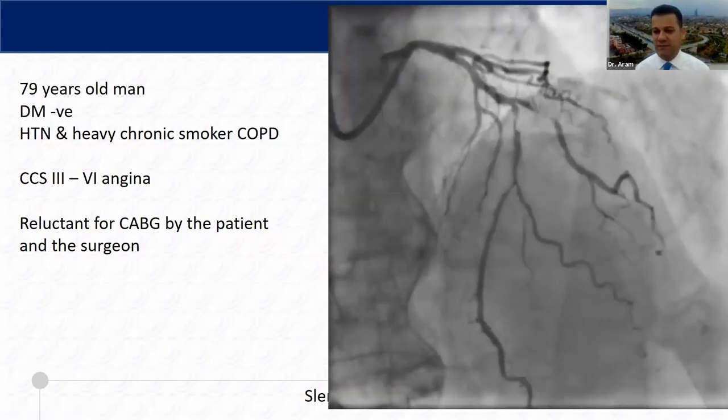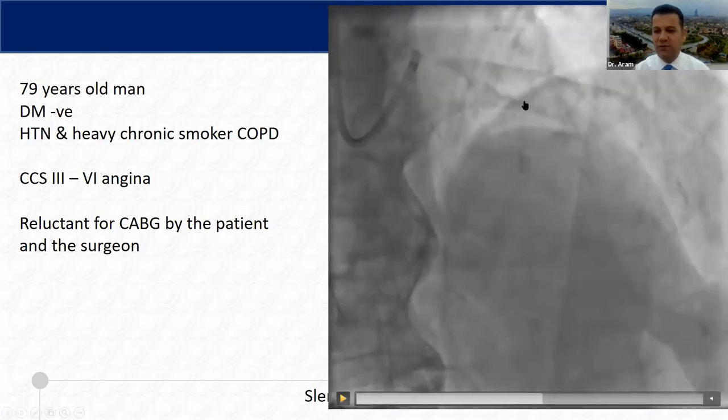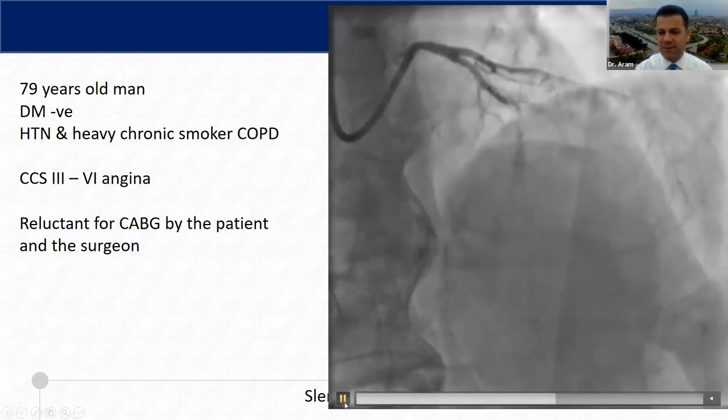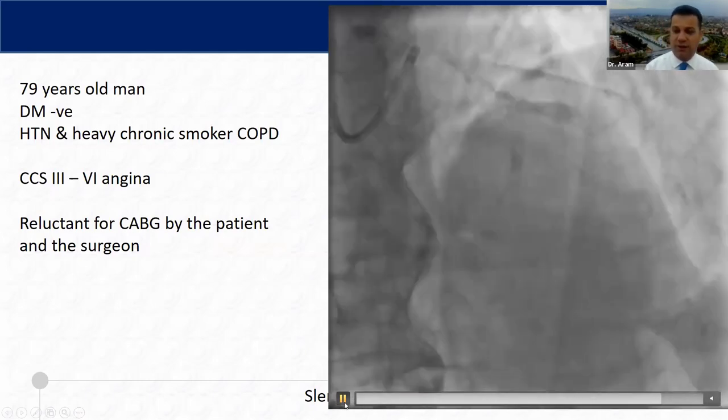This is not the ideal case for rotational atherectomy, because if you look here, I don't know whether my pointer is clear, you have a very circumferential calcification. Even if you are going to do debulking, an amount of calcium will remain there in the vessel, definitely making your vessel not expand fully. That's why it's not a good choice to start with, because you have a very big burden of calcified lesion.